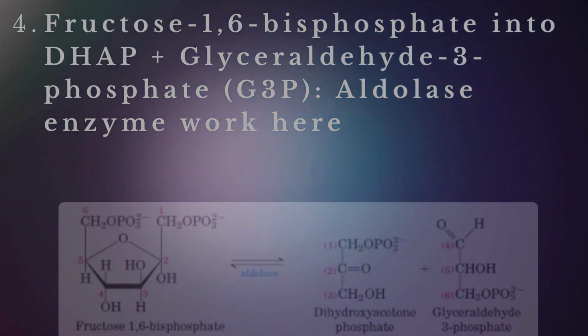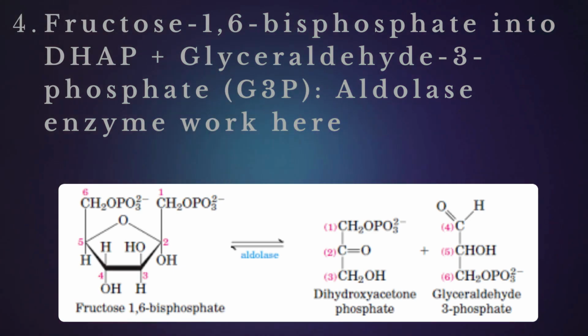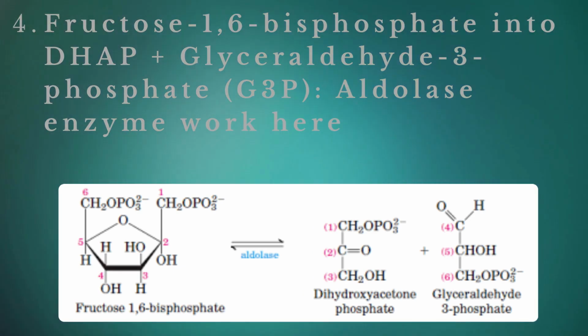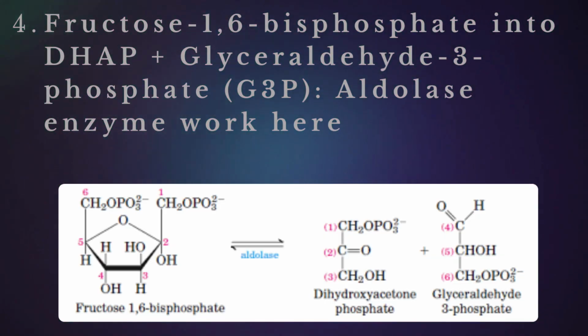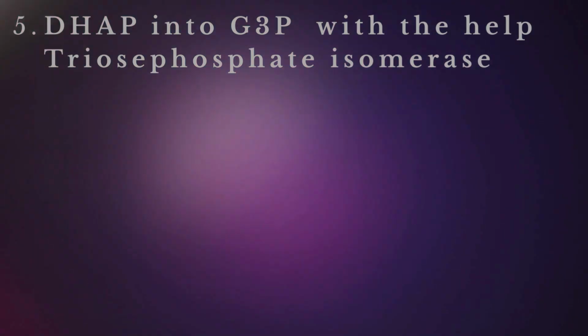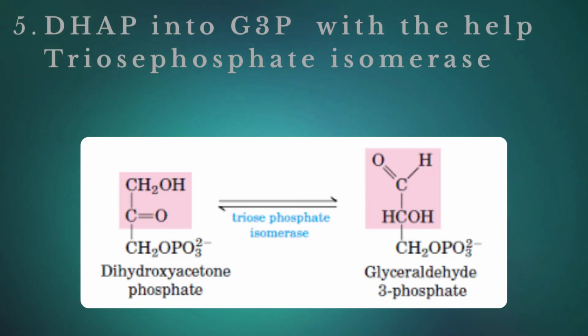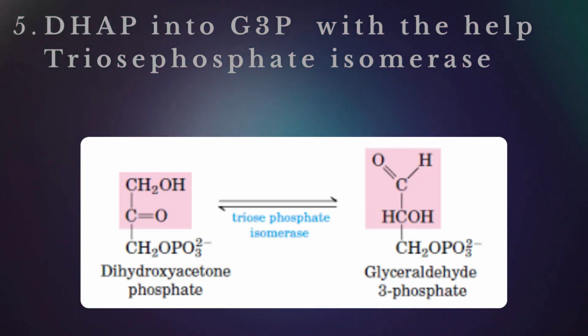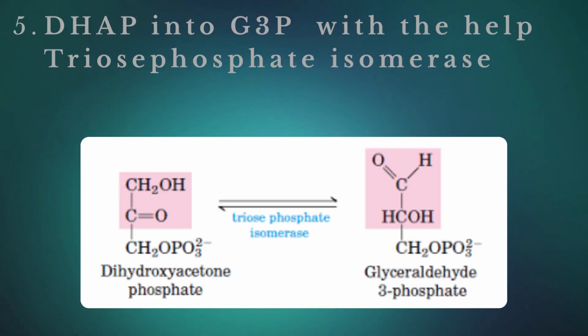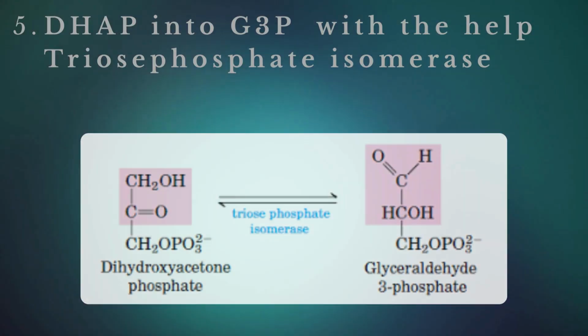At the fourth place, aldolase enzyme works to convert fructose 1,6-bisphosphate into DHAP and glyceraldehyde 3-phosphate, G3P. Now DHAP, dihydroxyacetone phosphate, is broken down to glyceraldehyde 3-phosphate, G3P. The first 5 steps of glycolysis are regarded as the preparatory, or investment, phase, since they consume energy to convert the glucose into 2 3-carbon sugar phosphates, so here the preparatory stage ended.